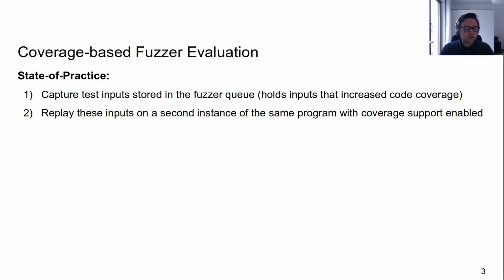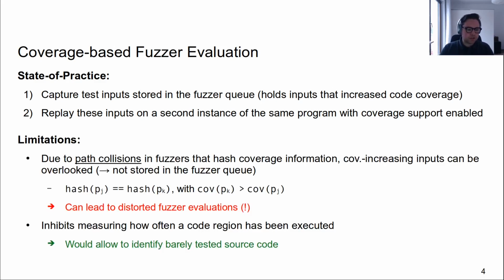However, tracking code coverage of a fuzzer or the inputs generated by a fuzzer is pretty difficult because a lot of test inputs are generated. And therefore, existing evaluations capture the test inputs stored in the fuzzer queue, which holds the inputs that increased coverage in previous iterations so that they can be mutated for further iterations. Then in a second step, they replay these inputs on a second instance of the same program that is compiled with coverage support and able to actually measure the amount of covered code. However, this approach has two limitations.